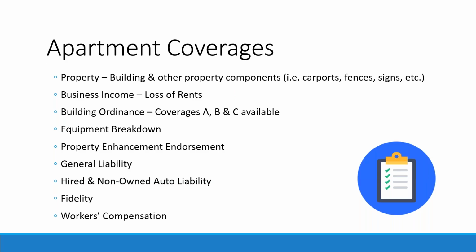All right. So I'm going to go ahead and talk about apartment coverages, what coverages people are generally looking for. We can do a package where we can do the GL and the property, or we can look at doing monoline property or monoline GL. Really depends on what the insured is looking for that we can help with. So for the property, that would include your building limit, your business income, if you need building ordinance coverages, equipment breakdown, if a market is able to offer a property enhancement endorsement. So those are property coverages we'd be looking at.